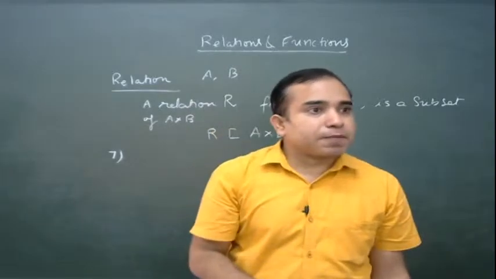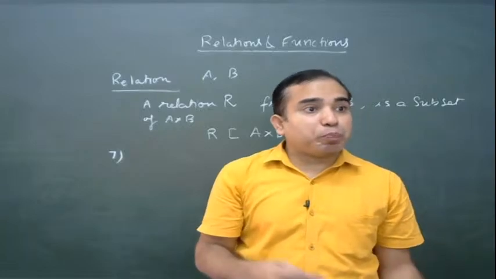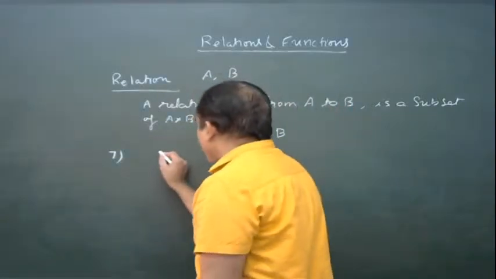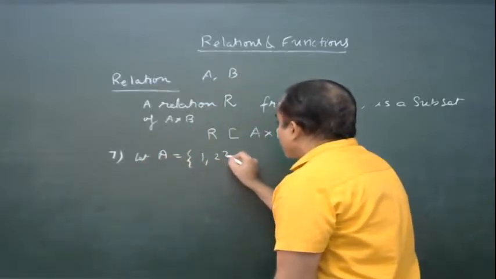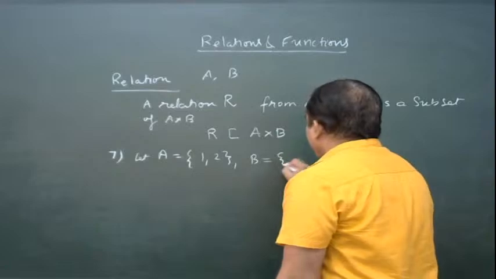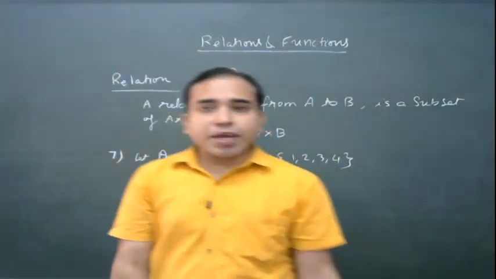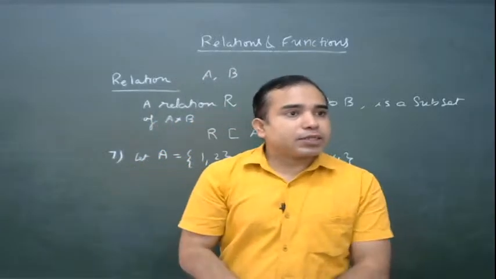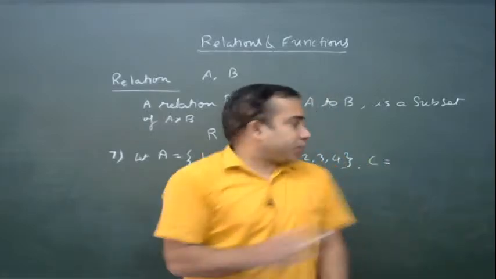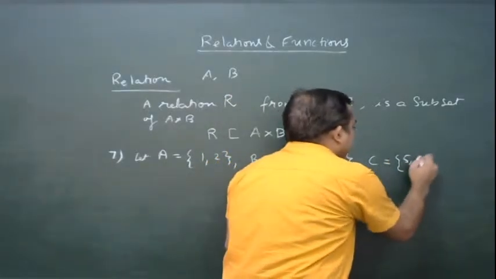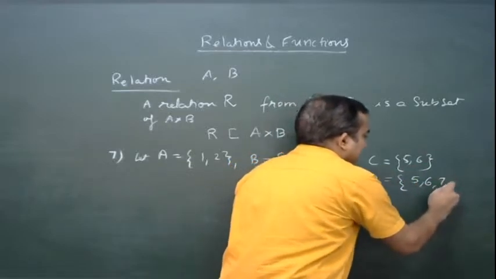This question says, let capital A be {1, 2}, B be {1, 2, 3, 4}, and C be {5, 6}, and D be {5, 6, 7, 8}.